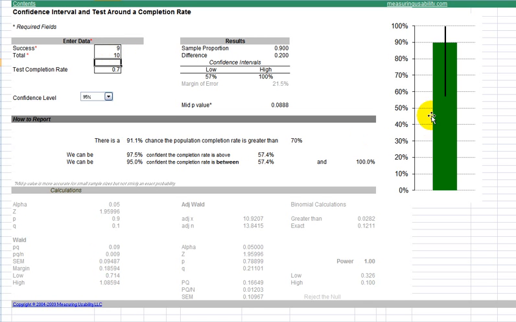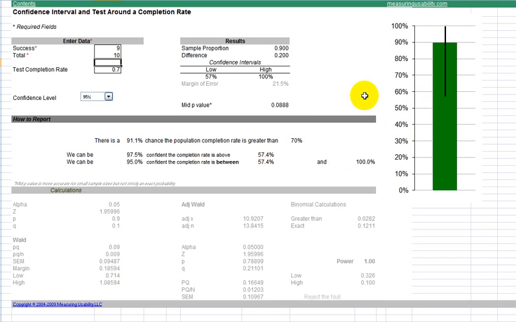And the graph is going to tell us the most likely range of the actual completion rate. And these are just the boundaries of the confidence intervals. And putting that in words, it tells us that we can be 95% confident the true completion rate is between about 57% and 100%, again in this graph.